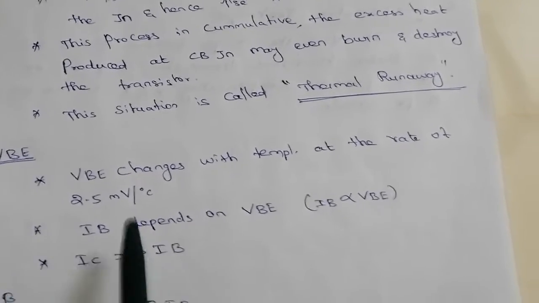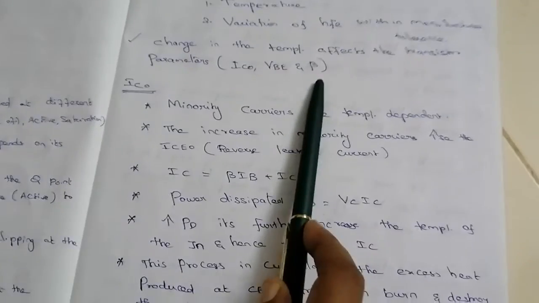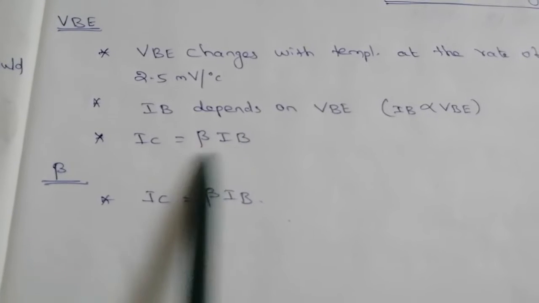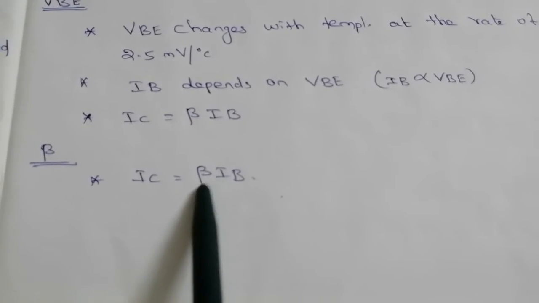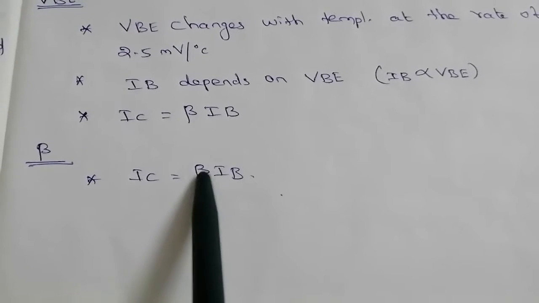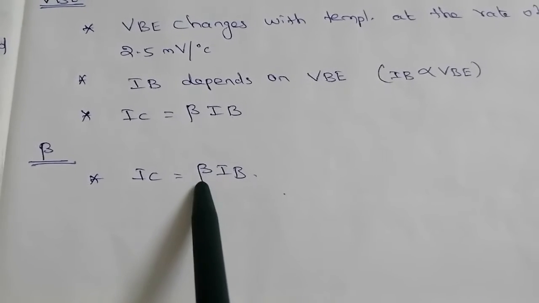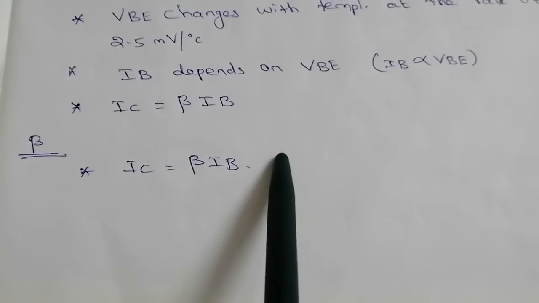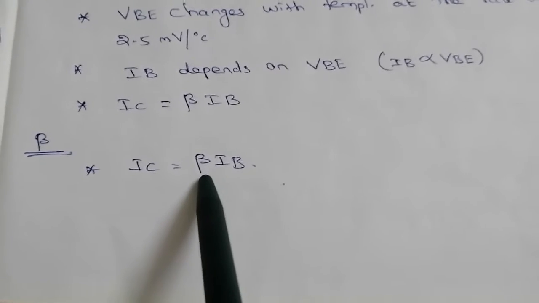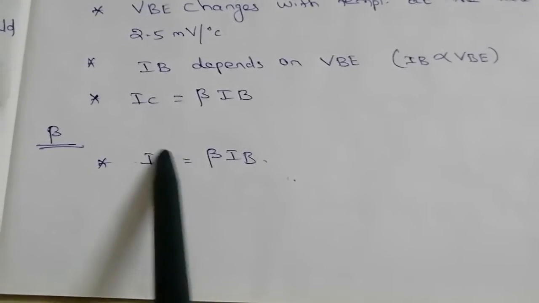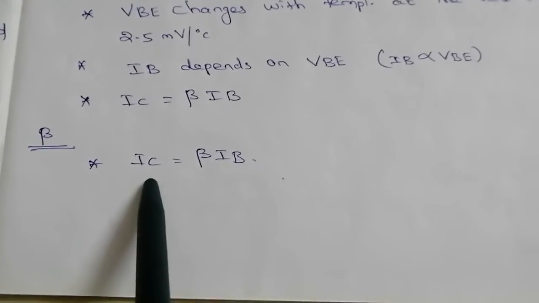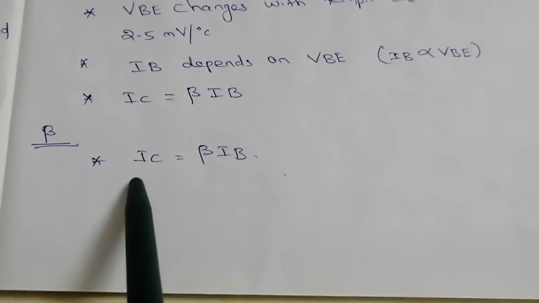Is it clear? And the third transistor parameter is beta, right? So the same equation, because IC is equal to beta IB, if the beta value increases. Why does the beta value increase? The transistor parameters are dependent on the temperature. So if temperature increases, it automatically increases the beta value. If the beta value is high, it automatically increases the collector current. So it will change the Q point into an undesirable region.